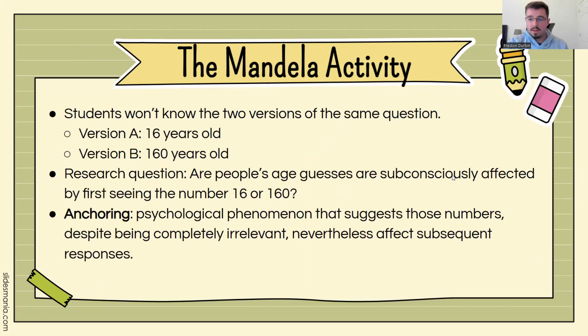Now, students don't know that there are 2 different versions of the same question, but there's a small difference. Version A says 16 years old, and version B says 160 years old. The research question for this activity is: are people's age guesses subconsciously affected by first seeing the number 16 or 160? And this brings in a psychological phenomenon called anchoring that suggests those numbers, despite being completely irrelevant, nevertheless affect subsequent responses.